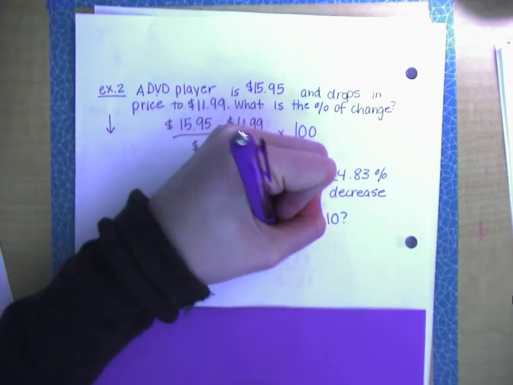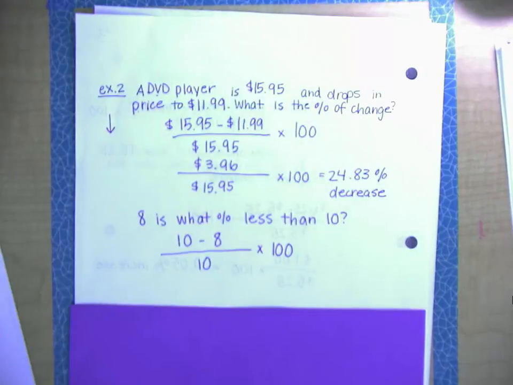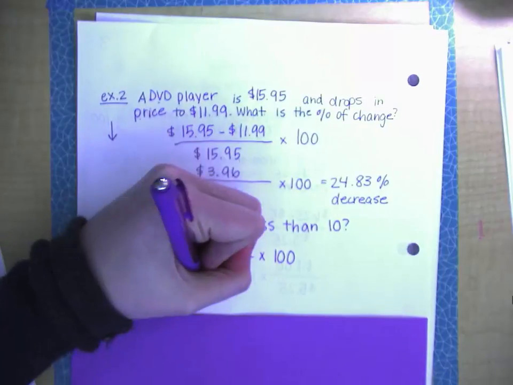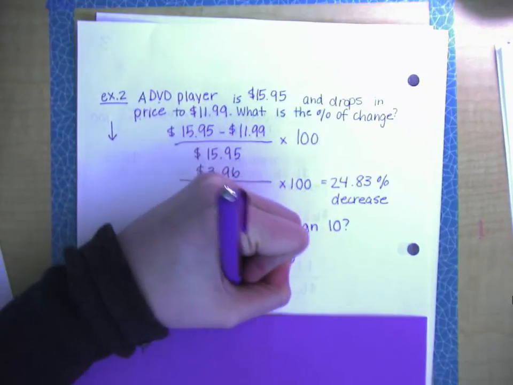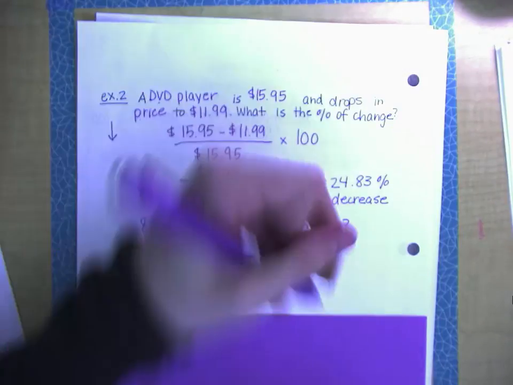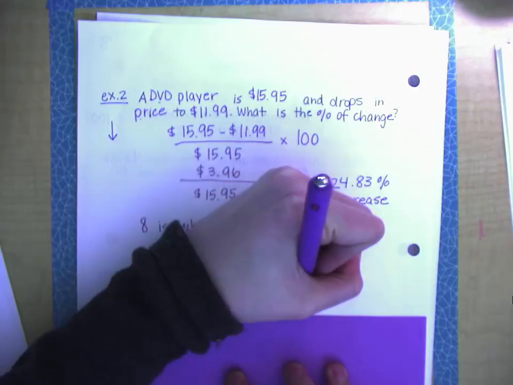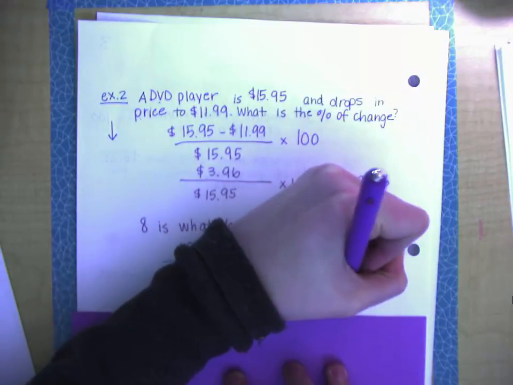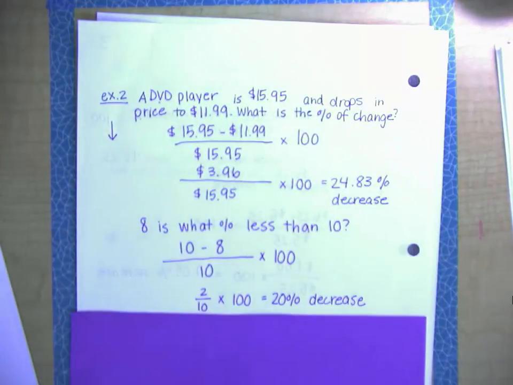And we're going to multiply all that times 100. So that would give me 2 over 10 times 100, which should equal what? 20% less. It's a 20% decrease. So that question would be answered as 8 is 20% less than 10. Okay? So that should just be a little refresher from what we did yesterday.